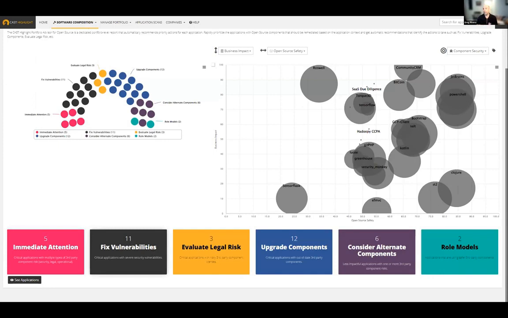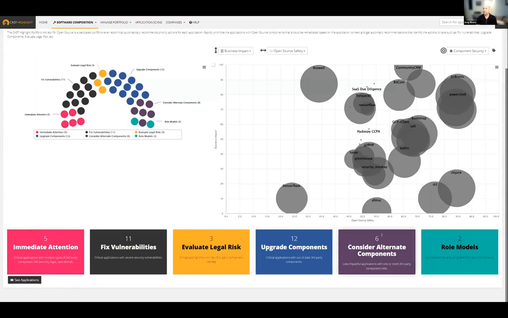Then we have 11 applications here where the priority action is to fix the vulnerabilities. Again, there's a high business impact, but the issue with them is primarily security vulnerabilities. We have 3 applications here where the priority recommended action is to look at the licenses, evaluate the legal risk, right? We have 12 applications where the priority action is they're using older components, older versions of components. So the priority action there is to upgrade those components to the latest version.